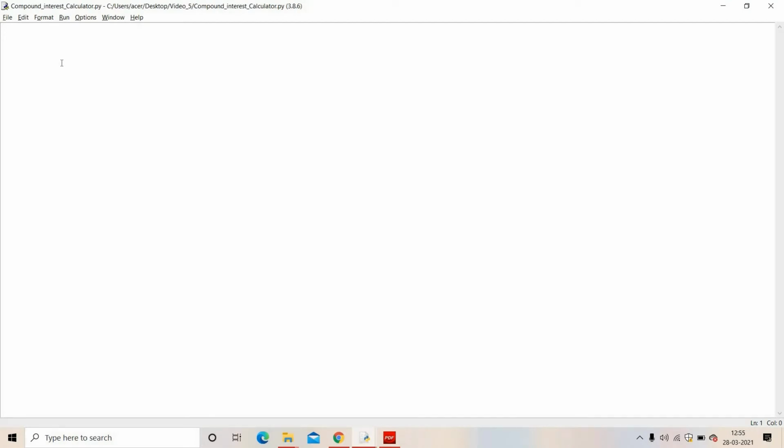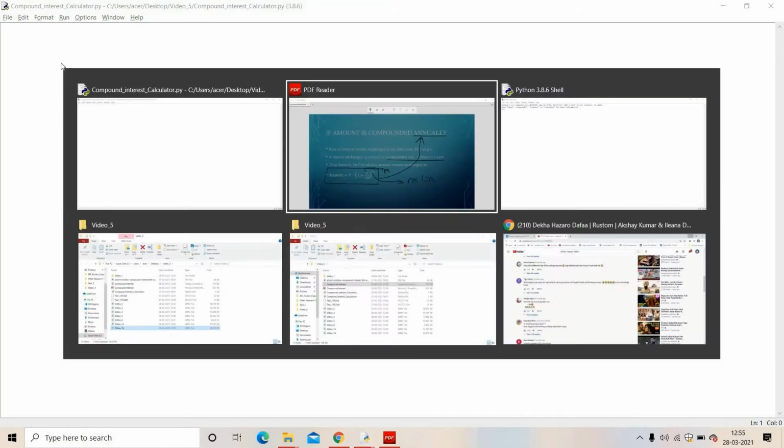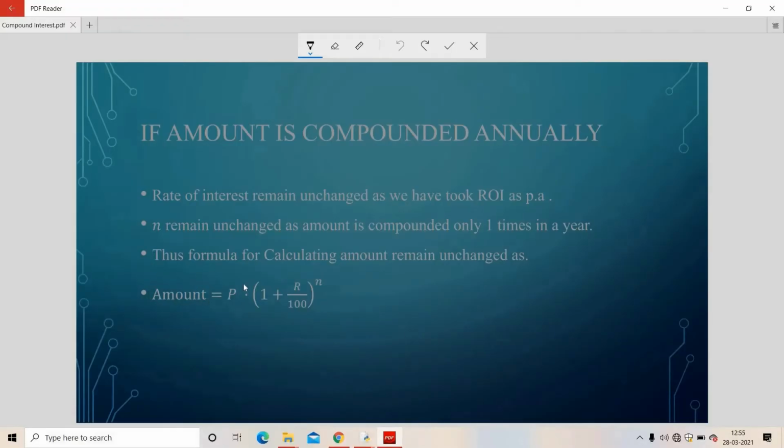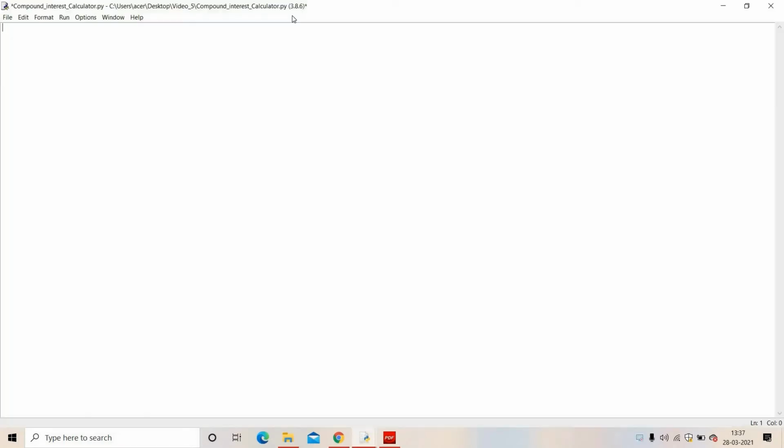Now let's start with the Python code to make a compound interest calculator. To calculate amount, we need principal p, rate of interest r, and number of years n from the user. To take principal from the user, we will use the command p equals input, enter a principal amount.